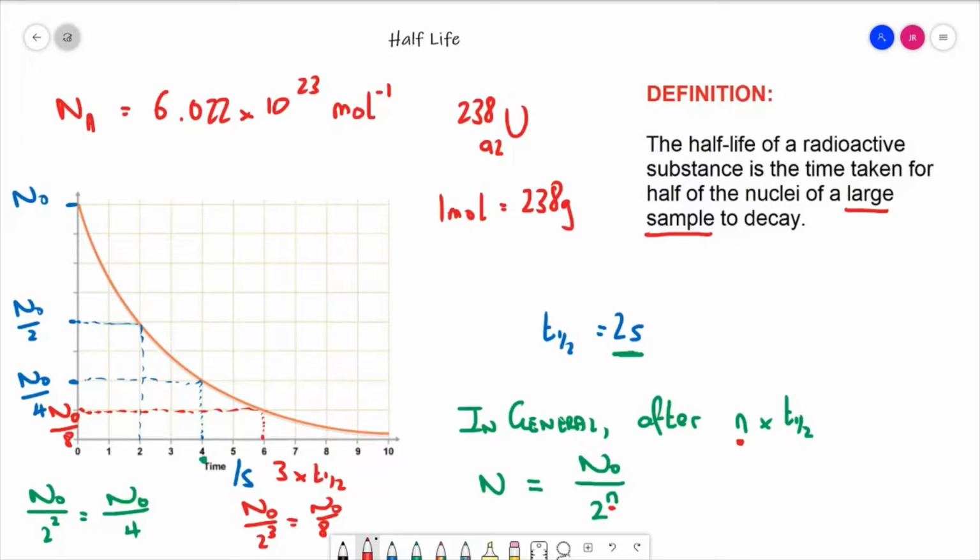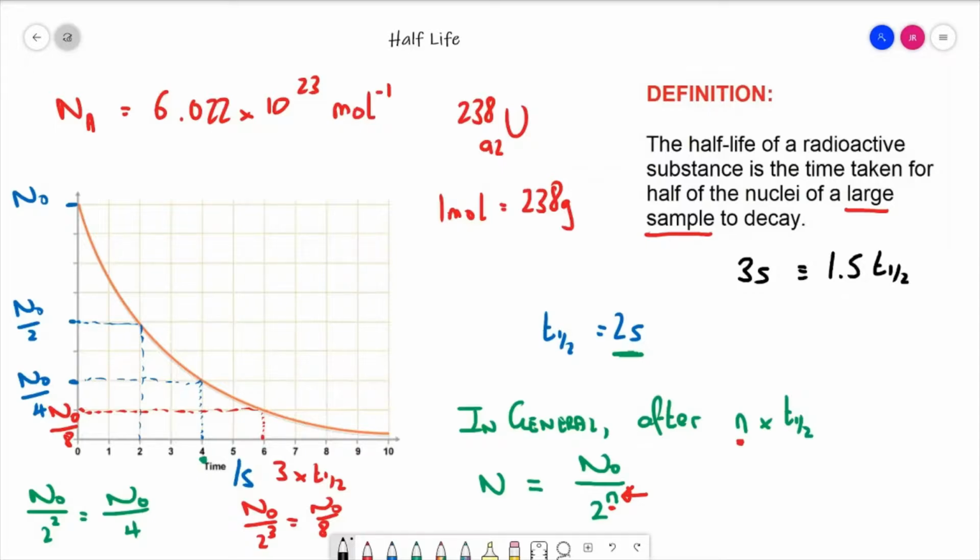Now, so far I've only used integer values for half-life, but actually this number n here can be any value. It doesn't even have to be an integer. We can have that as any number. So just to show you that before we move on and this graph becomes too messy, let's say what happens after 3 seconds. Well, 3 seconds is 1.5 half-lives.